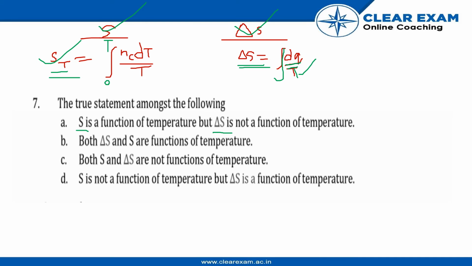Now let's read the statements. The first statement says S is a function of temperature but delta S is not a function. So this is false. Therefore the first statement is wrong. The second statement says that both delta S and S are functions of temperature. This is correct, as you have just seen. The third statement says that both S and delta S are not functions of temperature, which again is wrong.